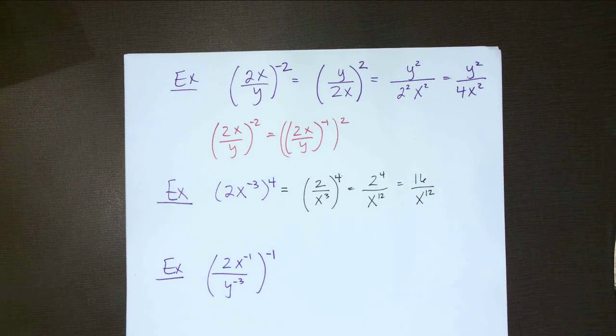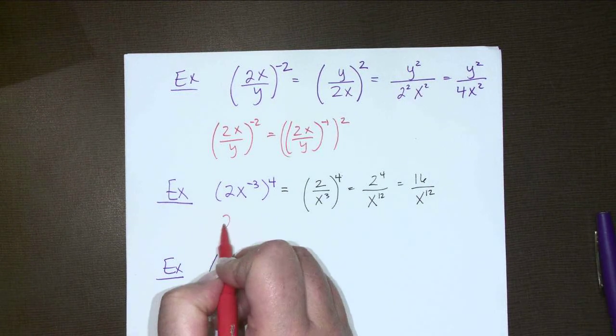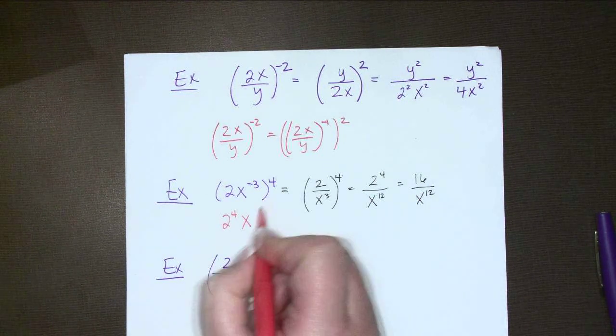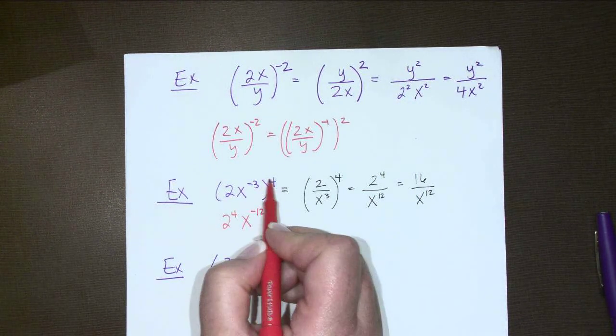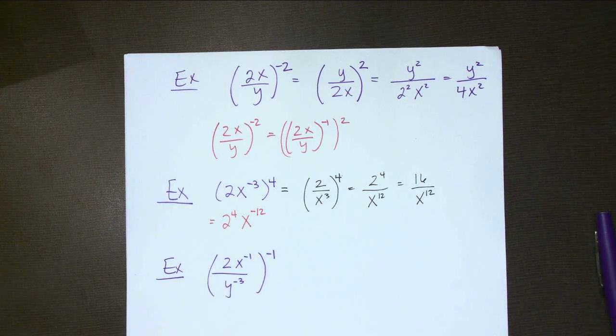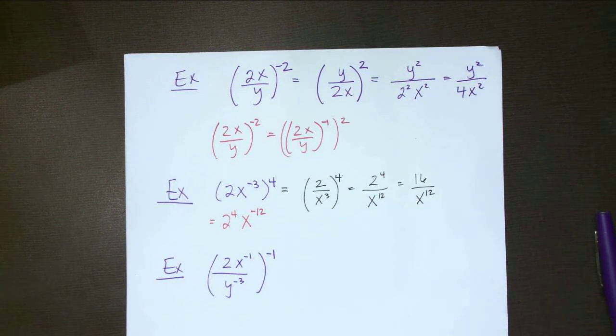Anyone get the same answer a different way? Possibly. What you could have done at the start is say this is 2 to the 4, x to the negative 12. That way, putting the 4 with each. And what you might have done is just put the negative 12 and left the 2 alone, which is totally wrong. Okay, the next one.